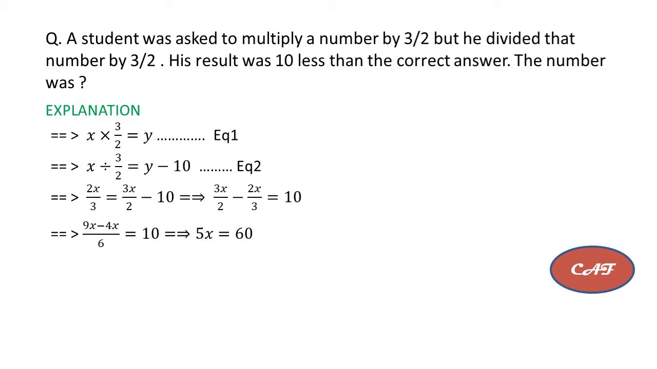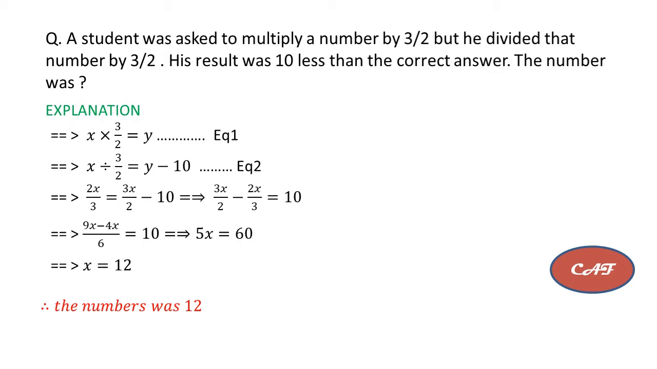So after solving that equation, I am getting 5x is equal to 60, then you will get x is equal to 12. So now you know the value of x. Whatever he asked, the number is 12. Okay, he didn't ask the result, he asked the number, so that number will be 12.